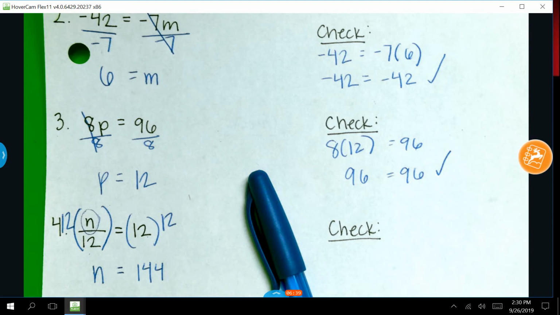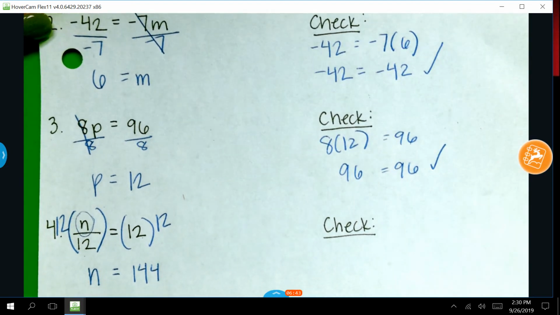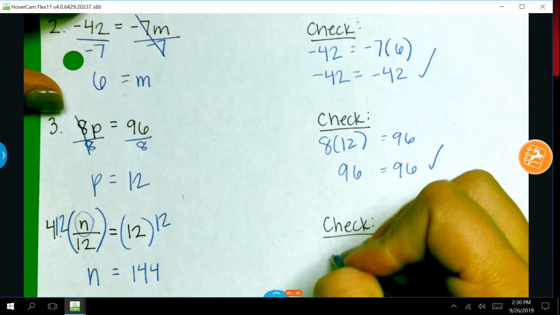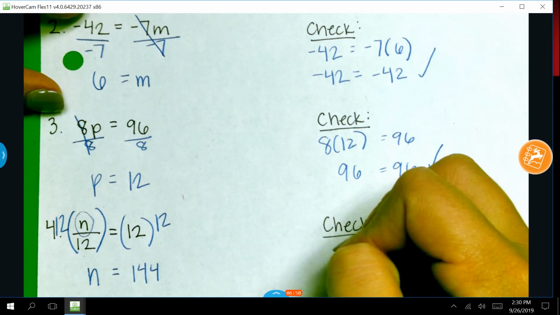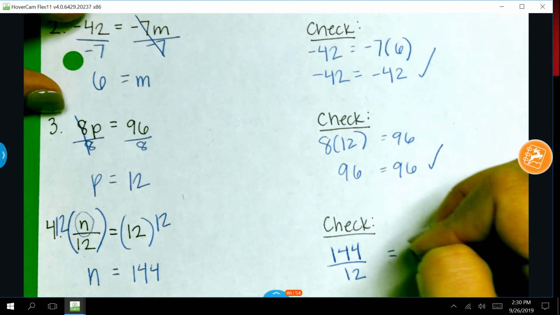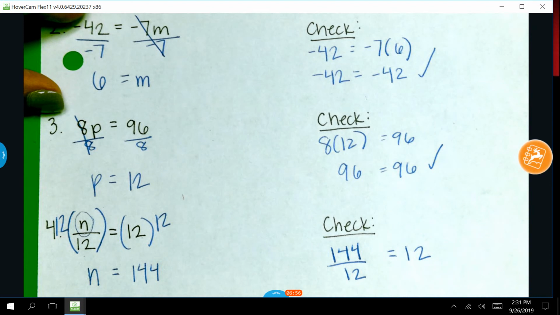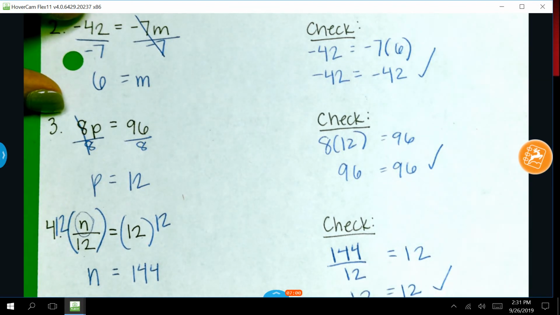Alright, if I want to check it, what do I have on the left-hand side? What am I writing? Yes, 144 divided by 12, and I want to make sure that that equals 12. Does it? Yep. Questions on any of that?